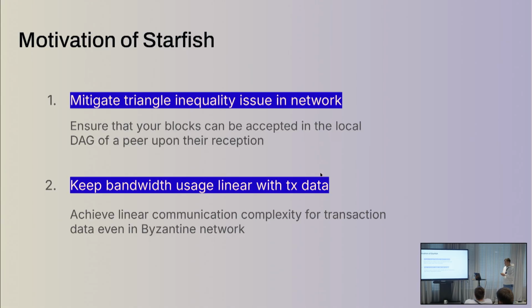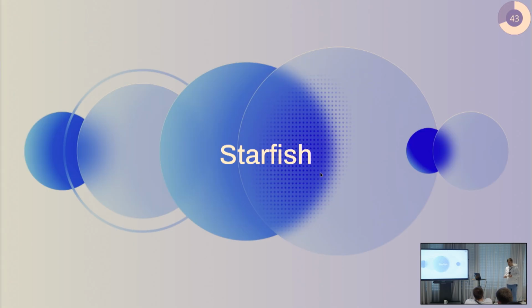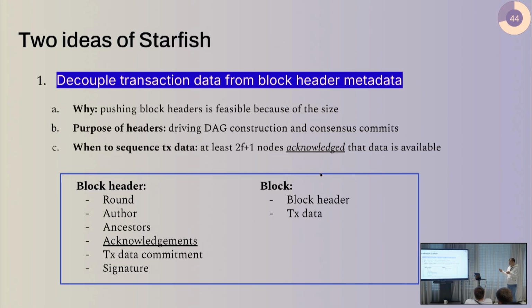And we want to keep the bandwidth linear with transaction data, because you want the same transaction bit to be communicated not too much, not quadratically as it was in Cordial Miners. And we have basically two ideas how to do it. And that's already implemented.